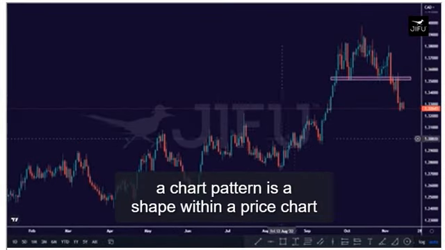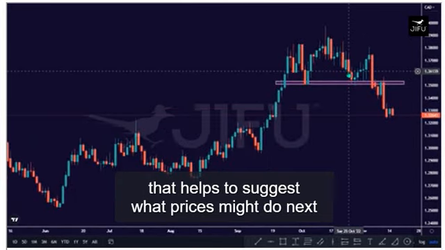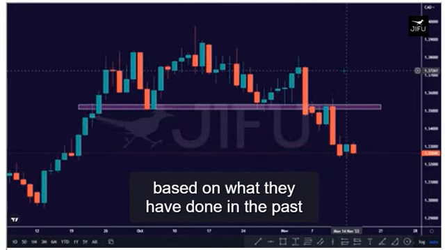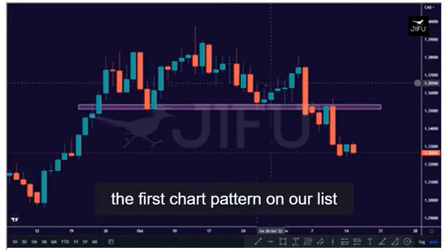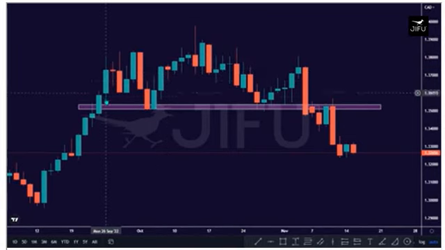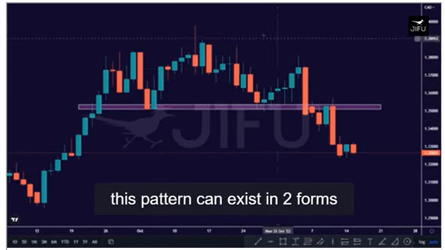A chart pattern is a shape within a price chart that helps to suggest what prices might do next, based on what they have done in the past. The first chart pattern on our list is the head and shoulders formation. This pattern can exist in two forms.